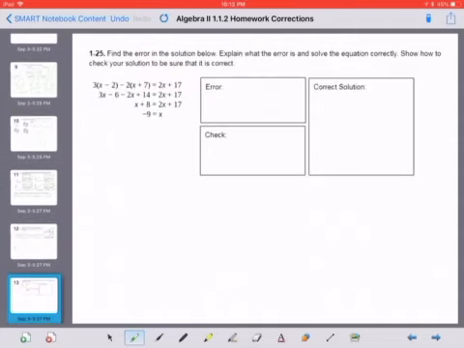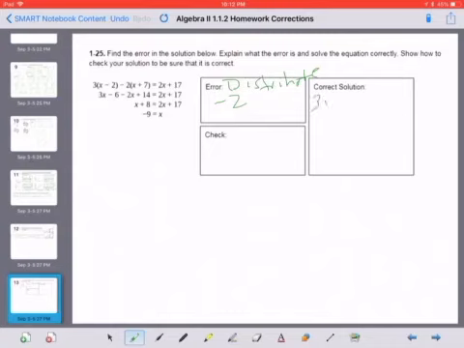So problem 25, which is the last problem on this homework, is find the error in the solution below, explain what the error is, and solve the equation correctly. Show how to check your solution to be sure that it's correct. So if we're looking at this equation, the error is that they didn't distribute the -2. So the correct solution, we can start with the one line that they already started.